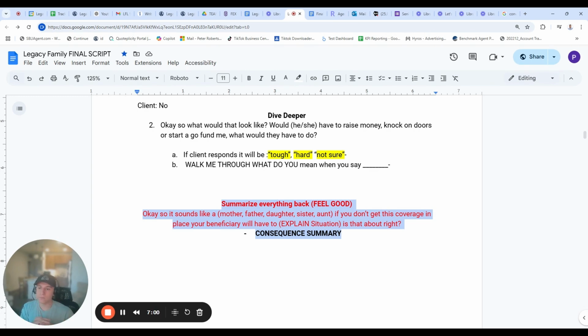Okay, so wow, it just sounds like Miss Betty, as a mother, that if you don't get this coverage in place, your son Jimmy doesn't have the money. He has a family, and he's going to have to sell his assets, sell his motorcycle, and come up with this money or even start a GoFundMe to pay for your burial expenses. And ultimately, as a mother, you just don't want to put him in that position. Is that about right? So what I'm doing is explaining the consequence. If you don't get this life insurance, here's what your son is going to have to go through. Okay, so let's do this one more time.